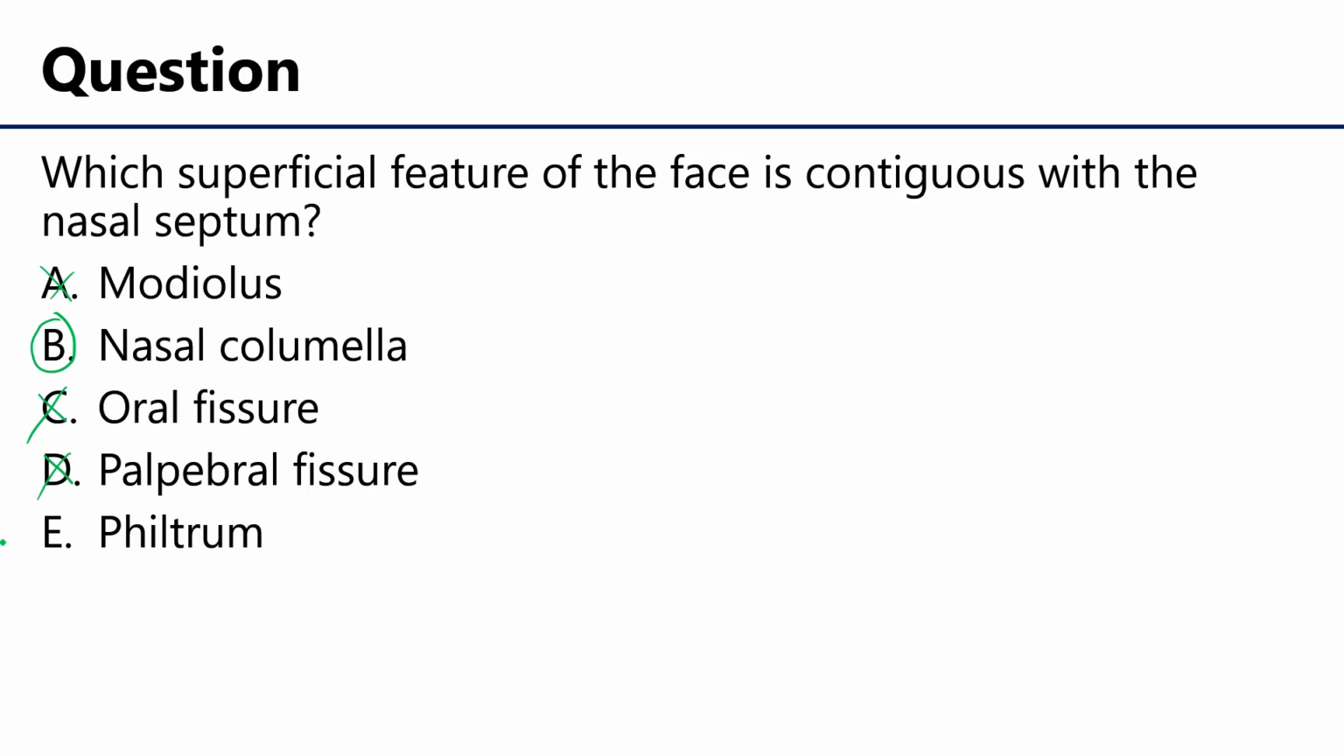And philtrum, ooh, wow, that's perhaps a correct answer. Let's think about what the philtrum is, though. That's that little divot of skin that's bounded by the columella and the upper lip. And so it's not really contiguous with the nasal septum, but it is adjacent to it. So that's probably our best distractor, but it's nevertheless incorrect. So the correct answer is B, nasal columella.